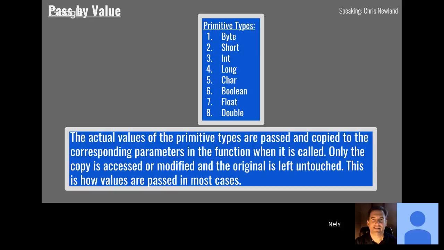There's 8 primitive types in the pass by value, which we've used many of in a class, as indicated here on the page. The actual values of the primitive types are passed and copied to the corresponding parameters in the function when it's called. Only a copy is accessed or modified and the original is left untouched. This is how values are passed in most cases.